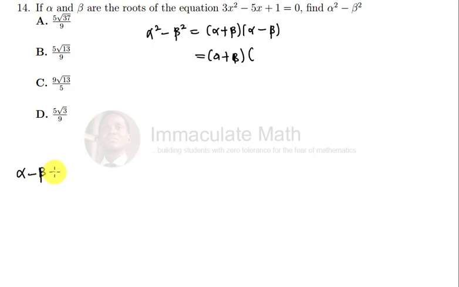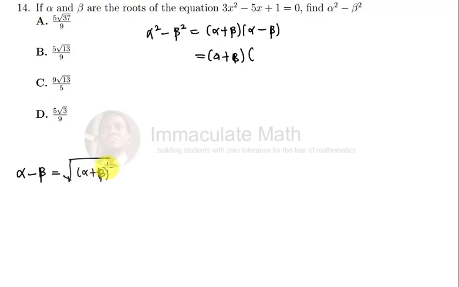Alpha minus beta can be written as... because I want any identity given to me to be in terms of either alpha plus beta or alpha minus beta. Sorry, alpha plus beta and alpha beta. So that means I can rewrite this as sum and product. I should be able to write anything given to me in terms of the sum and product of its roots.